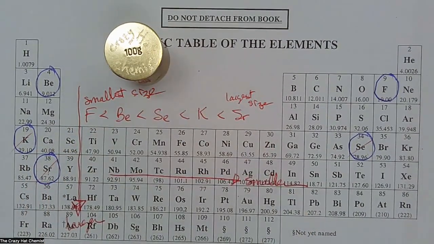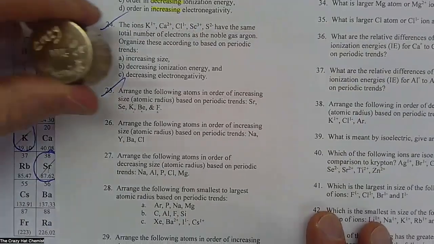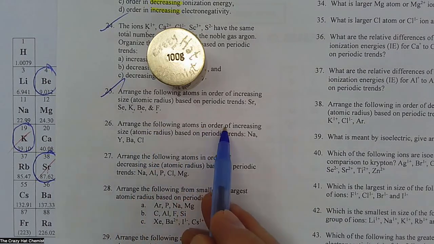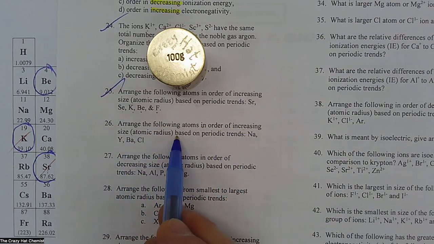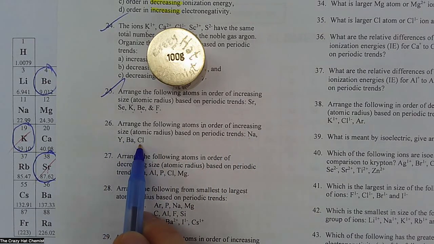All right, fantastic. I'm liking that one. That one's looking really good too. That was number 25. Let's give that a hoot and a holler because we got that one nailed. Now we're going to do the next one, number 26. Number 26 says the following: arrange the following atoms in order of increasing size, atomic radius, based on the periodic trends. We've got sodium, yttrium, barium, and chlorine.